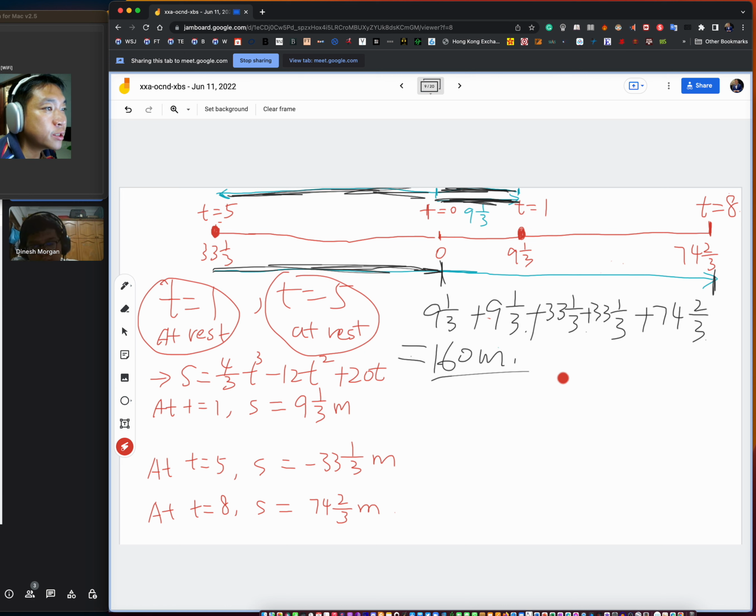Okay, so it's important to note down the point where it stopped, because like I say, when it stops, at instantaneous rest, there is a chance it might make a turn, and in this case, it makes a turn. Okay.